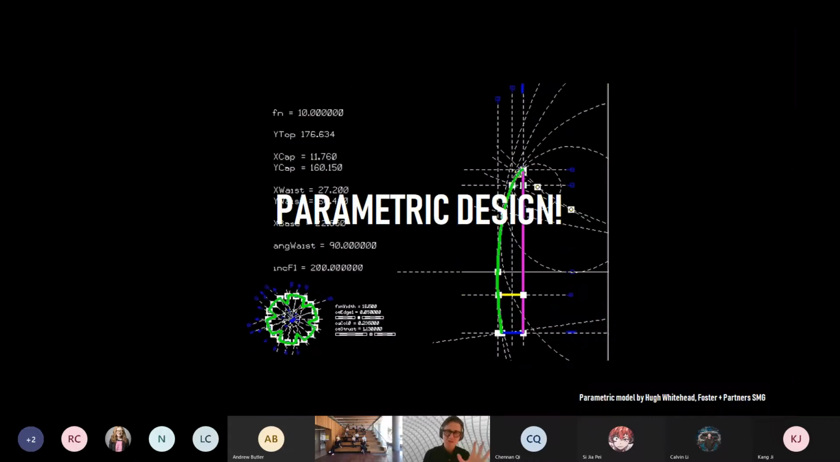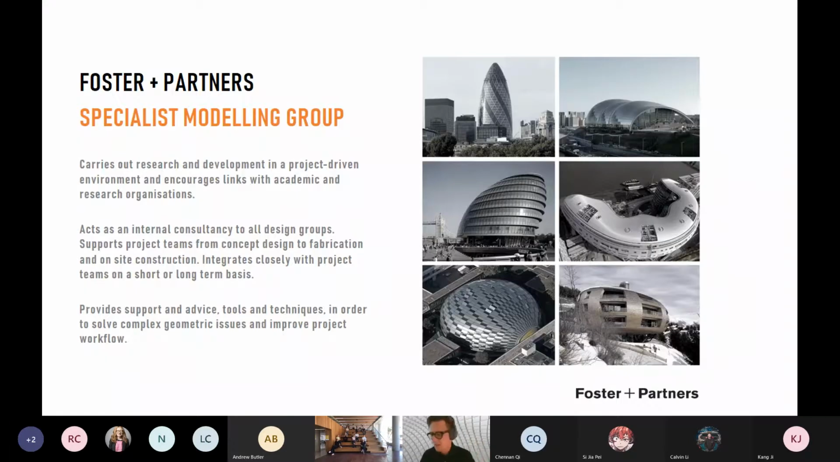I saw Hugh give this lecture and I was just like, wow, this is great. I have to join this practice. And so I was fortunate enough to apply to Foster & Partners, and somehow through my connections at Buro Happold, land a job working with Hugh Whitehead and Francis Aish in the specialist modeling group at Foster & Partners. And that's where I spent the next 6 years of my life, working with Hugh and Francis on these crazy awesome projects with these crazy awesome people.